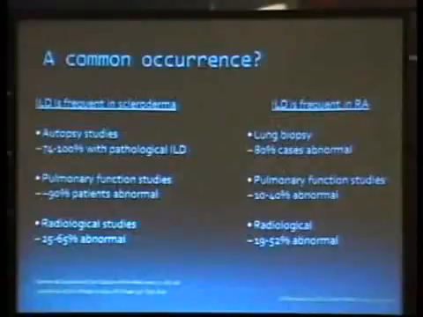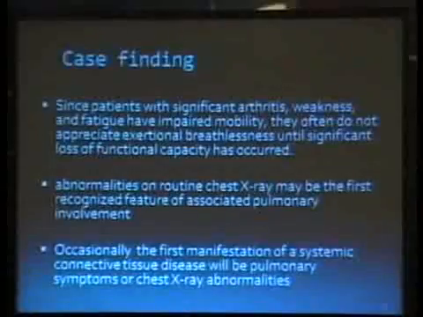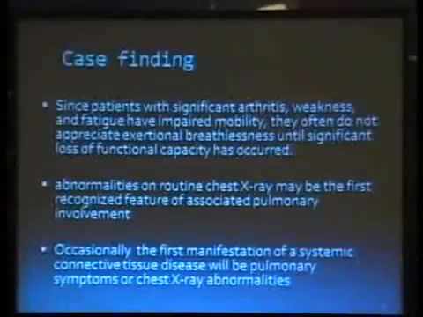So even though your patients may not present with respiratory symptoms, they're likely to have some degree of pulmonary disease. Why is that? Well, most patients with bad connective tissue disease and significant arthritis are weak because of catabolic conditions, because of muscle weakness. They are fatigued, and therefore they have impaired mobility. When they don't walk around as much and they don't climb stairs as much, they don't notice that they're short of breath when they're walking until there's significant loss of functional capacity.